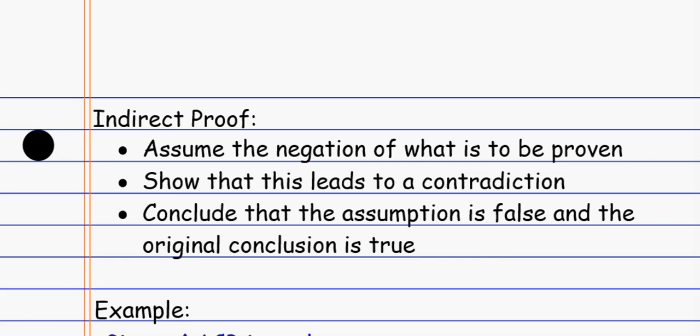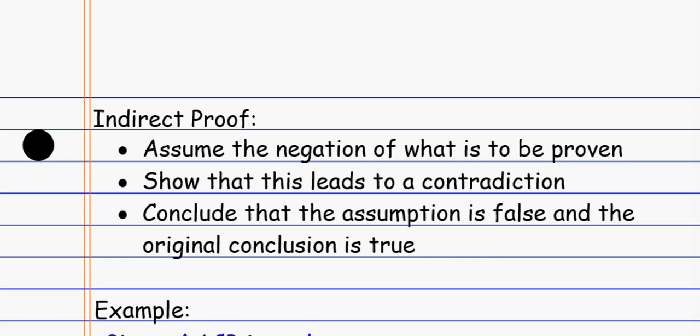Okay, again, if I get a contradiction, it means whatever I started with is false. Okay, and if what I started with is false, then the other option has to be the thing that's correct, okay? It's process of elimination, all right?